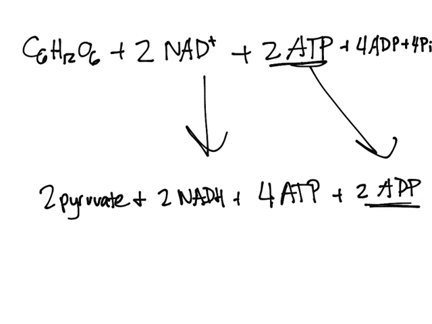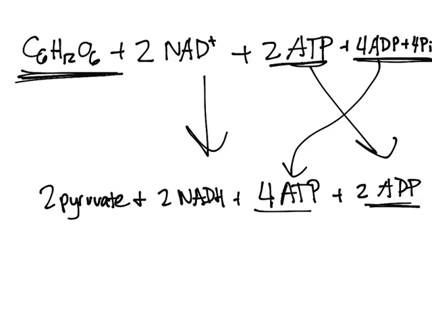And so essentially this right here got phosphorylated to turn into those 2 ADP. The phosphate group was removed to make that. These two combined, ADP and phosphate, to make this 4 ATP. So you net 2 ATP once again. And remember, this is for 1 molecule of glucose.